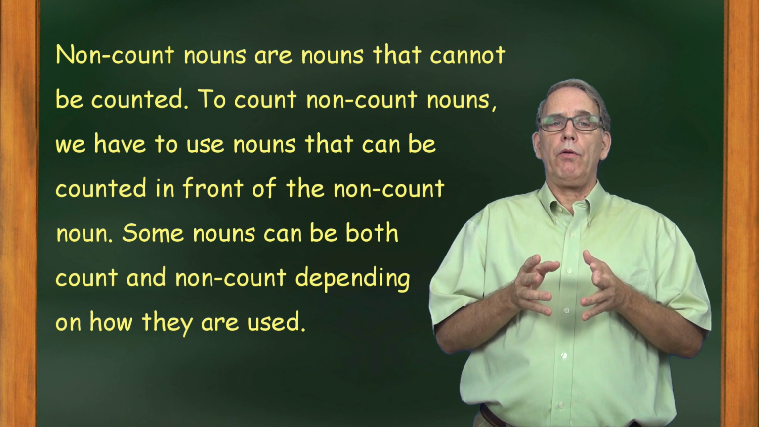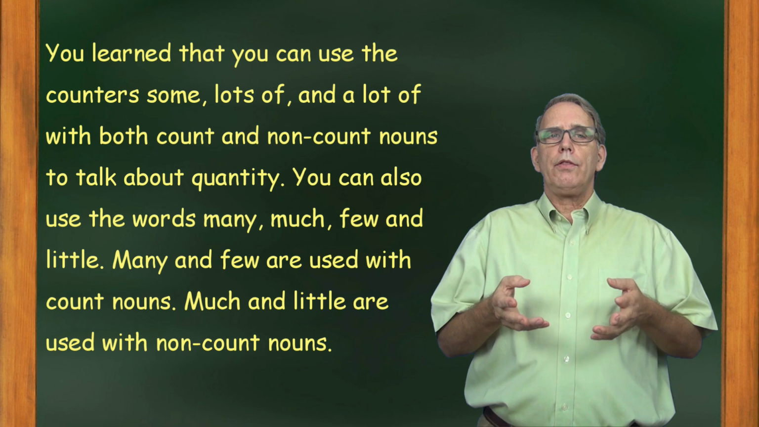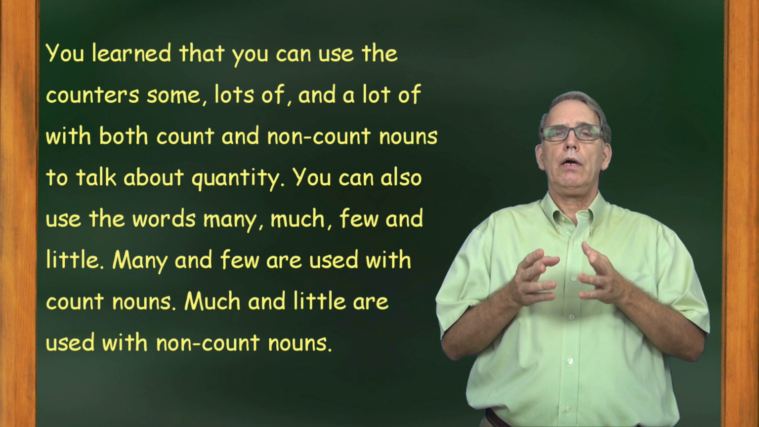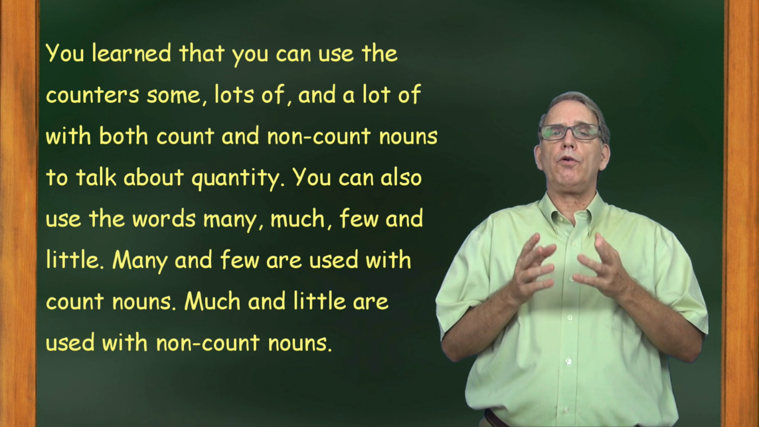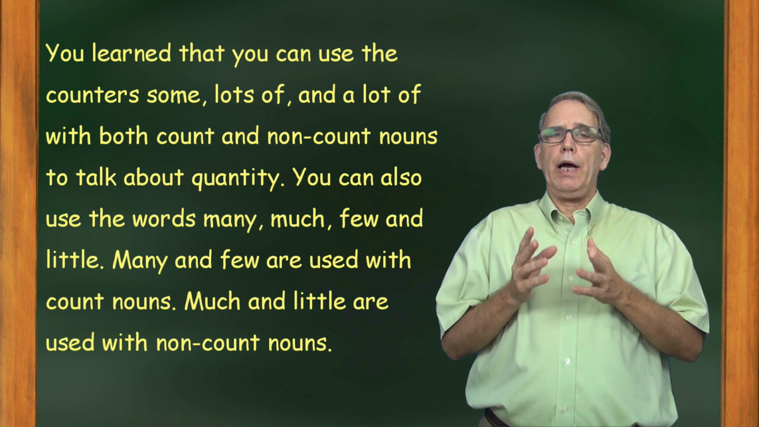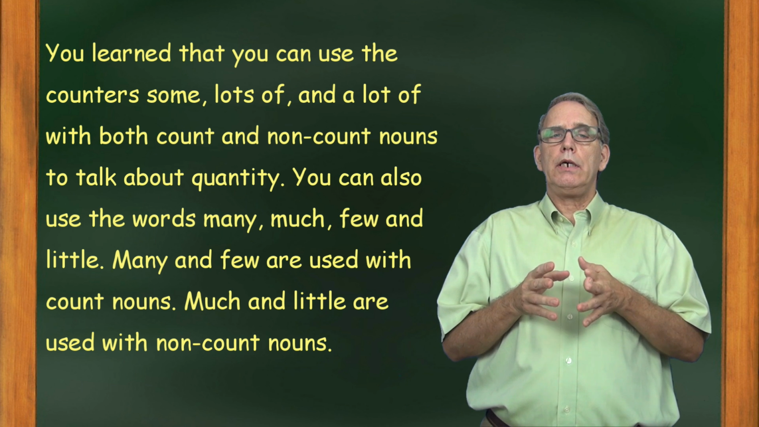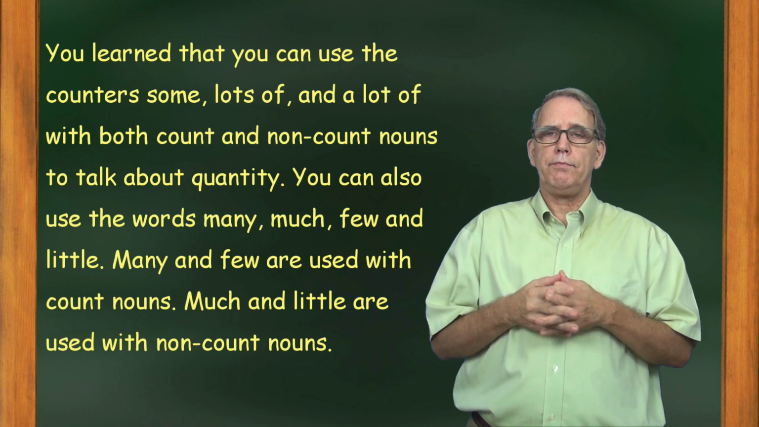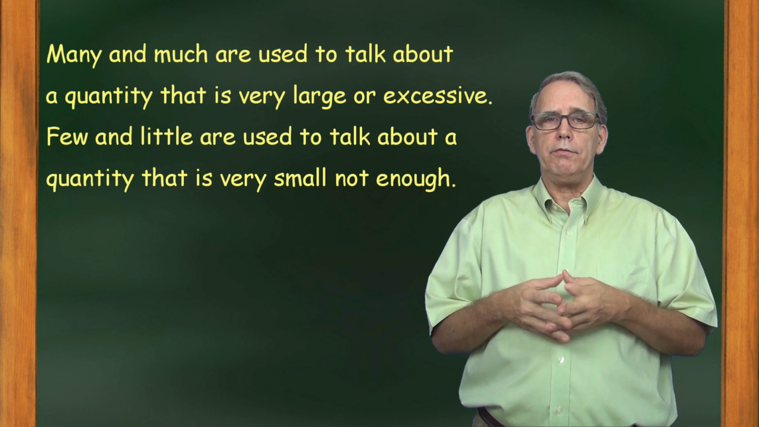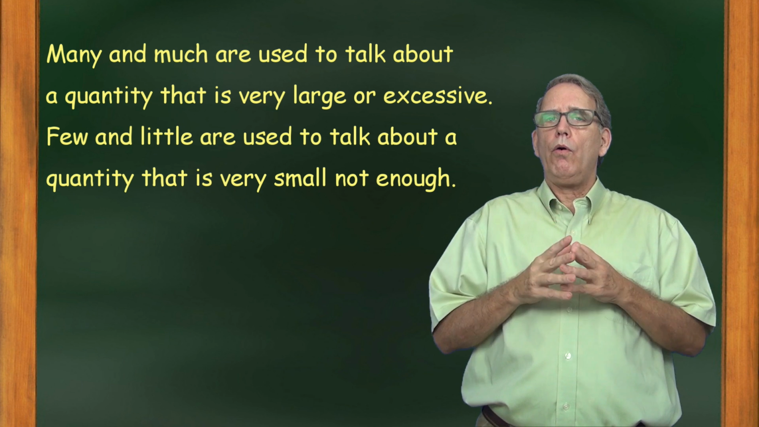Some nouns can be both count and non-count, depending on how they are used. You learned that you can use the counters some, lots of, and a lot of with both count and non-count nouns to talk about quantity. You can also use the words many, much, few, and little. Many and few are used with count nouns. Much and little are used with non-count nouns. Many and much are used to talk about a quantity that is very large or excessive. Few and little are used to talk about a quantity that is very small or not enough.